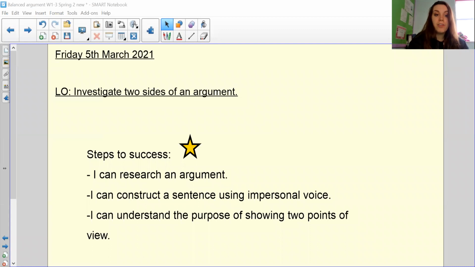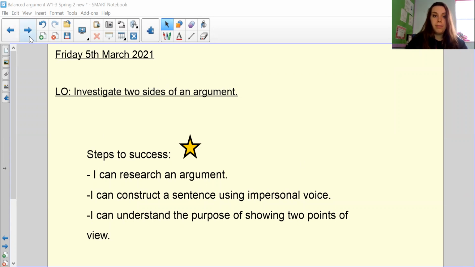So I'm going to share my screen. And let's begin. So Friday, the 5th of March, and we're investigating two sides of an argument today. Our steps to success are: I can research an argument, I can construct a sentence using impersonal voice, which is what we learned on Wednesday, and I can understand the purpose of showing 2 points of view.